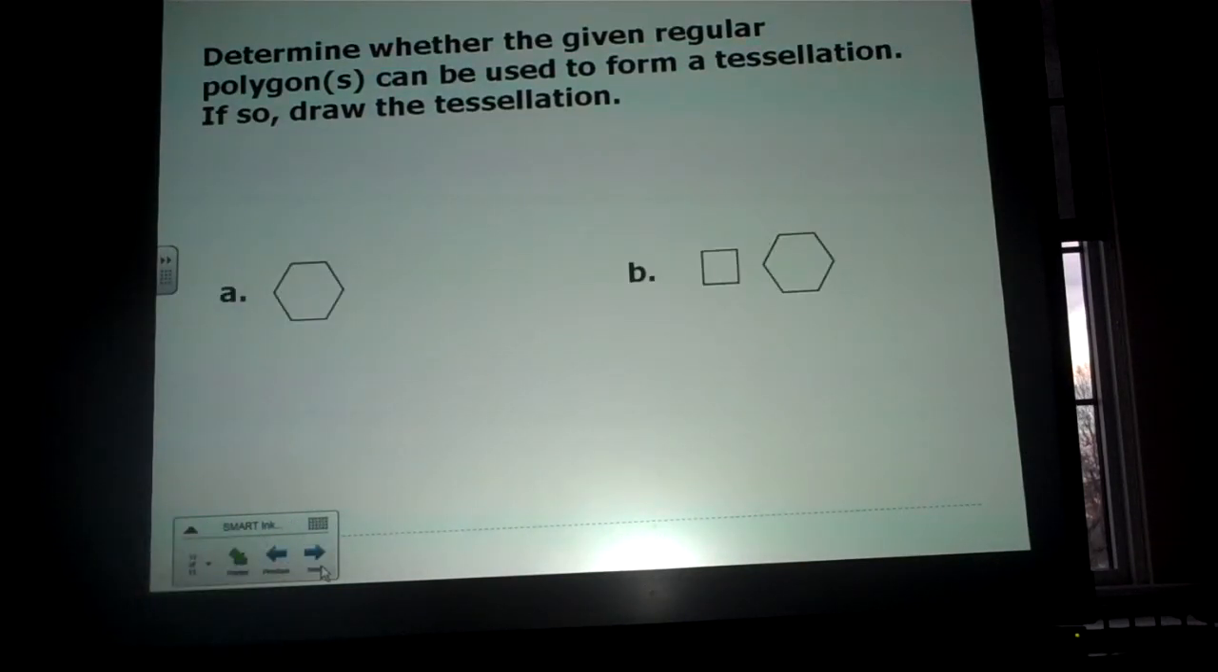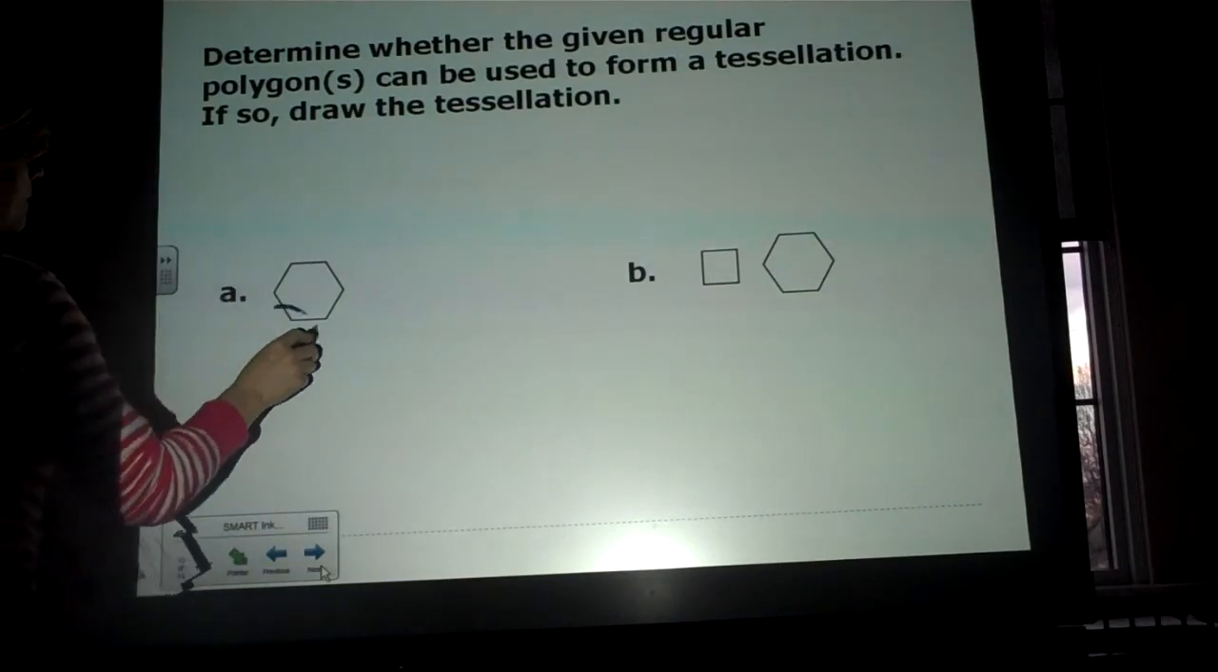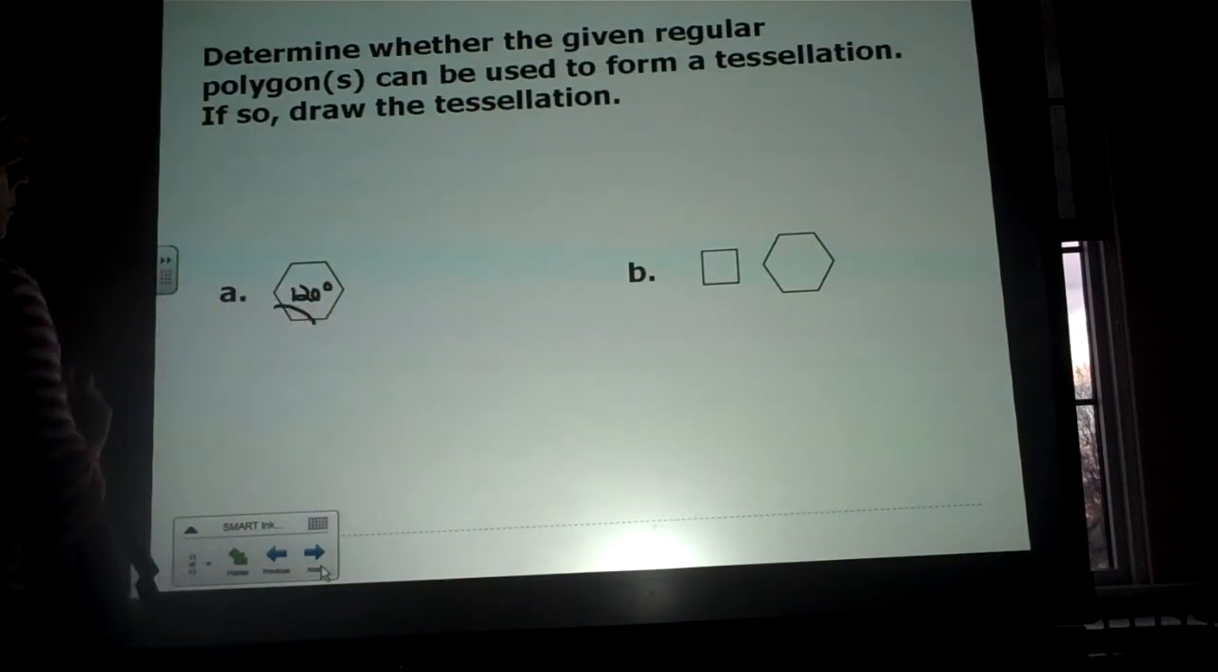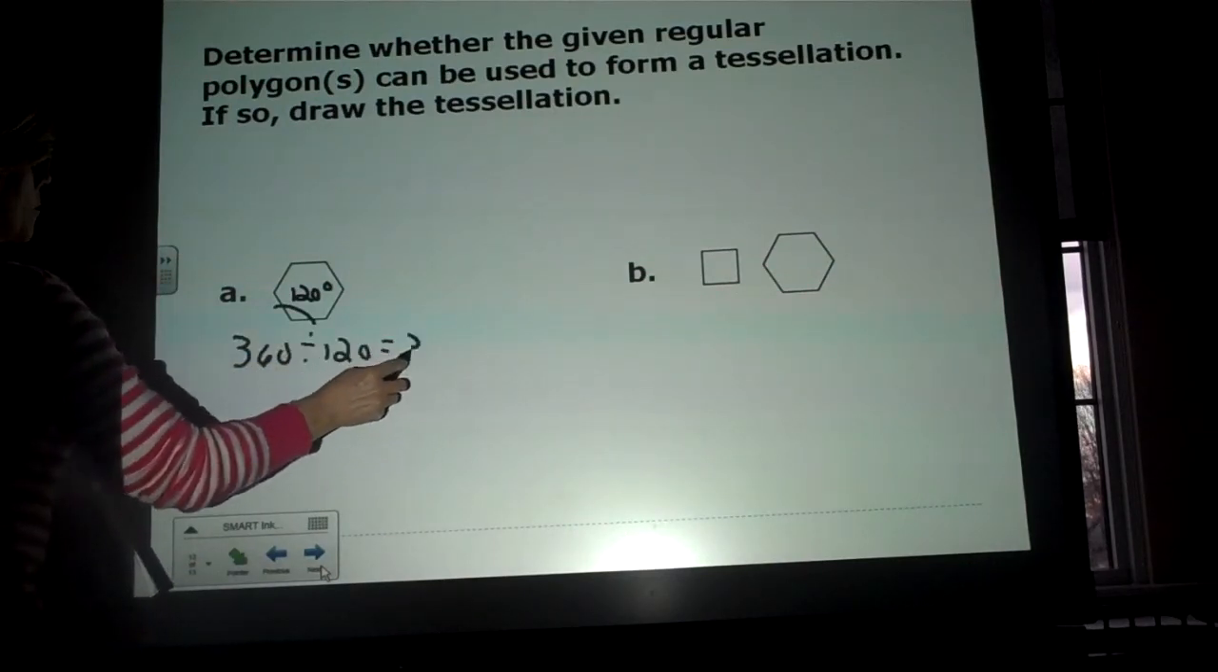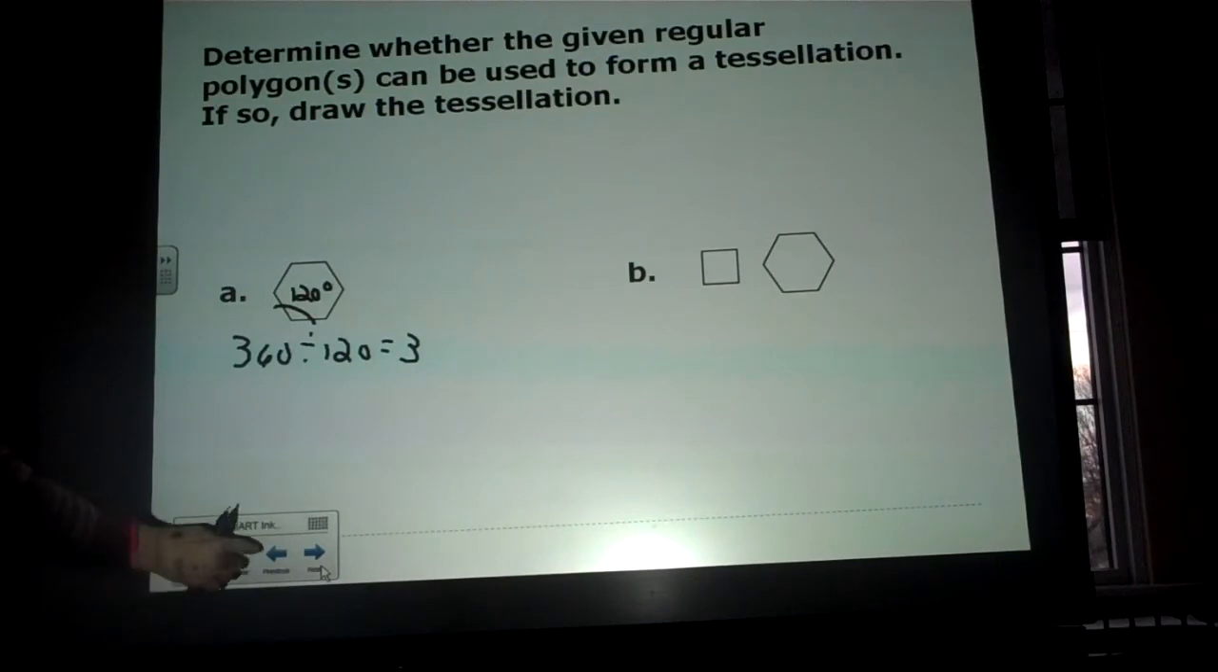Okay, what about A here? Again, you have a hexagon. So each angle is 120 degrees. So if you take 360 and divide by 120, you get 3. So this is yes.